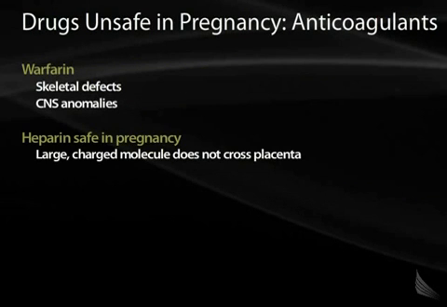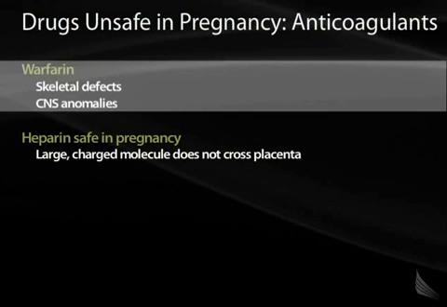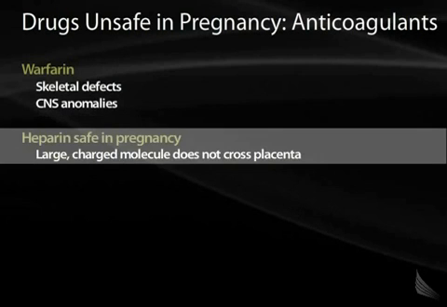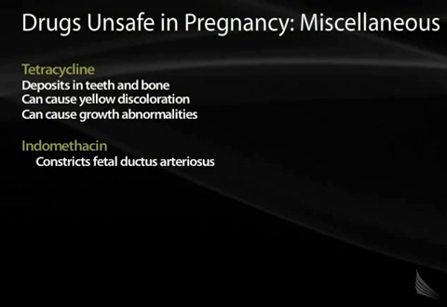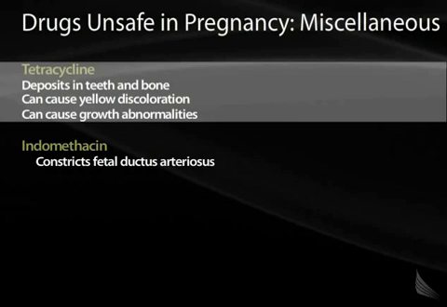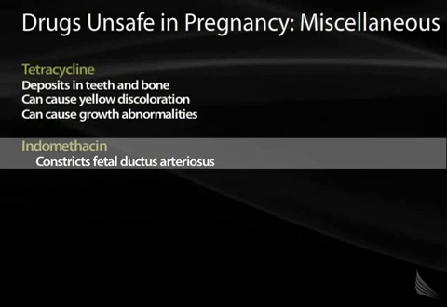Other medications that should not be used in pregnancy include warfarin, which can cause classic skeletal defects and central nervous system anomalies. Heparin is considered to be safe during pregnancy. It's a very large charged molecule that does not cross the placenta. Other medications that should not be used include tetracycline, which can cause yellow discoloration of the teeth and can cause growth abnormalities because it deposits in teeth and bone. And indomethacin can constrict the fetal ductus arteriosus, so it should not be used during pregnancy.